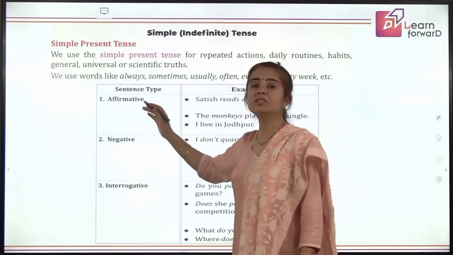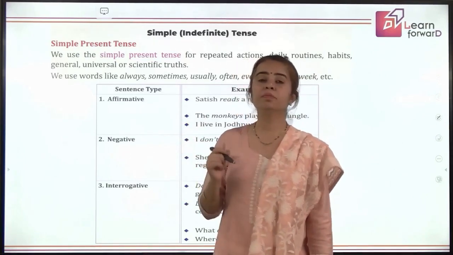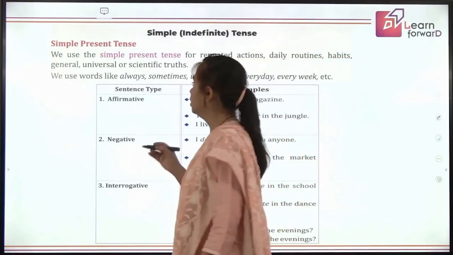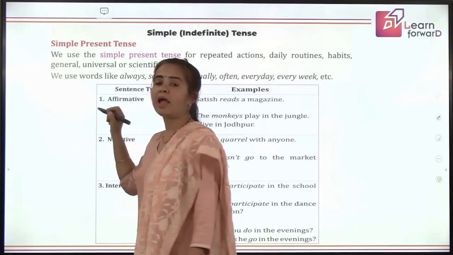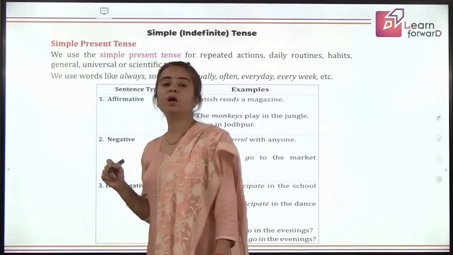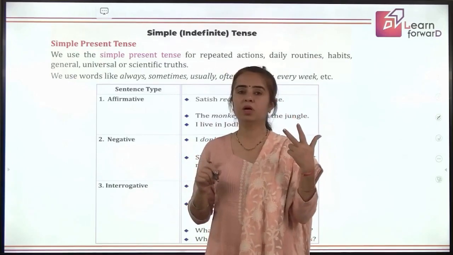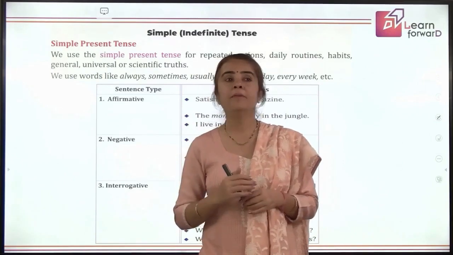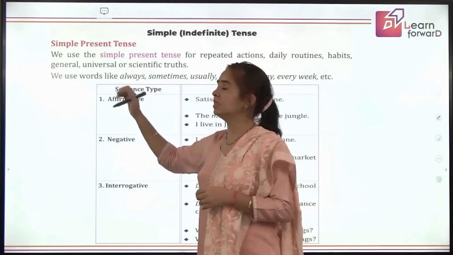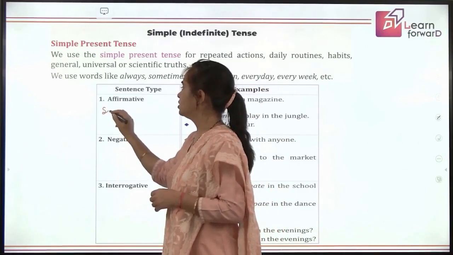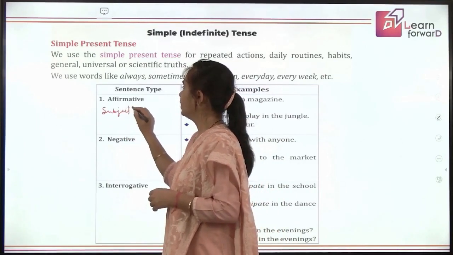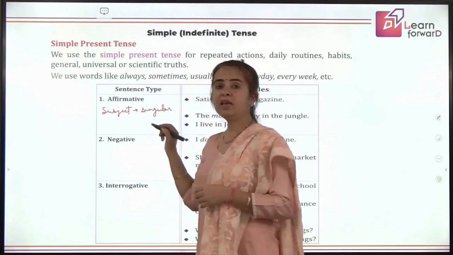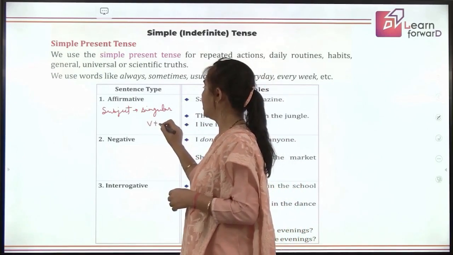So when the sentence is affirmative, children, in case of simple present tense, you have to take care of the number and the person of subject. What do you mean by number and person? We have learnt about pronouns, first person, second person, third person pronouns. Then we have also learnt about singular and plural nouns, singular and plural subjects. So in case of simple present tense, whenever your subject is singular, then with the verb you add s or es.